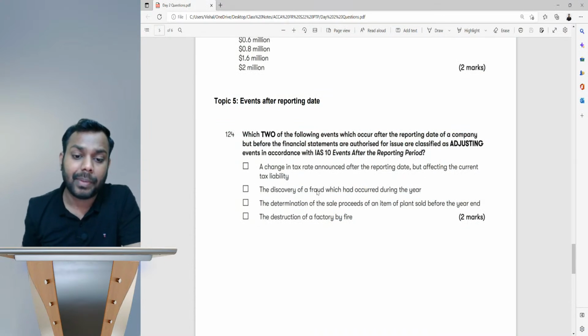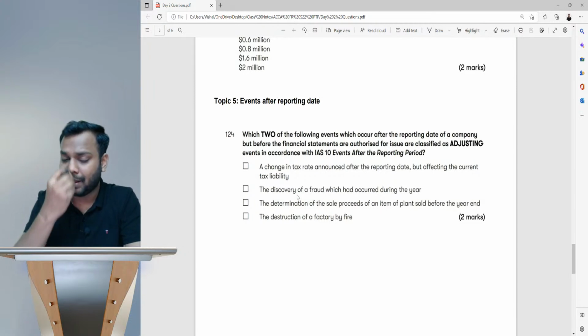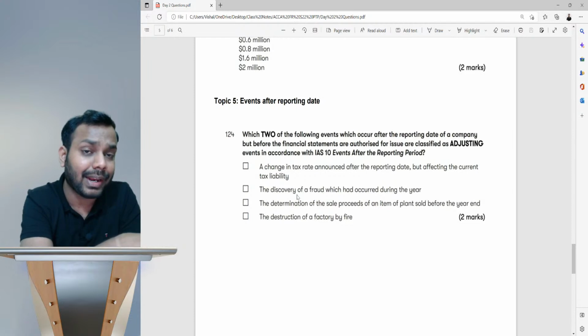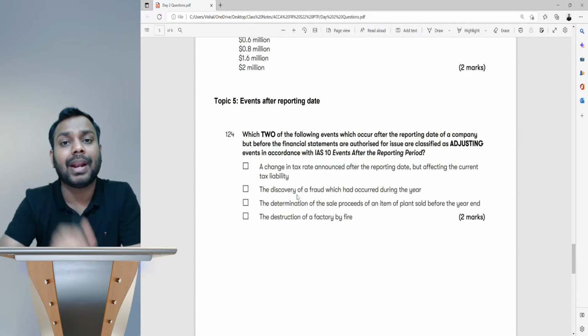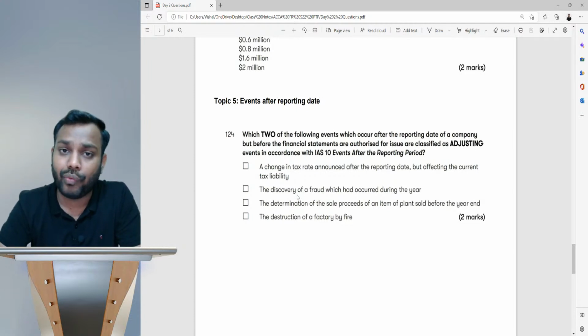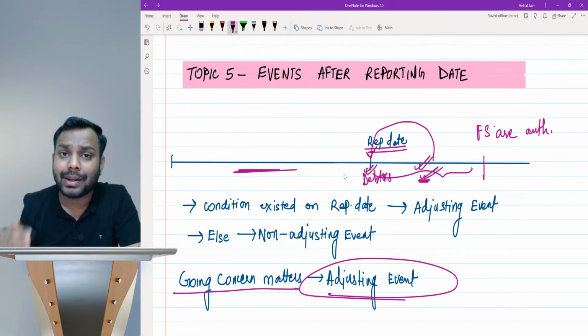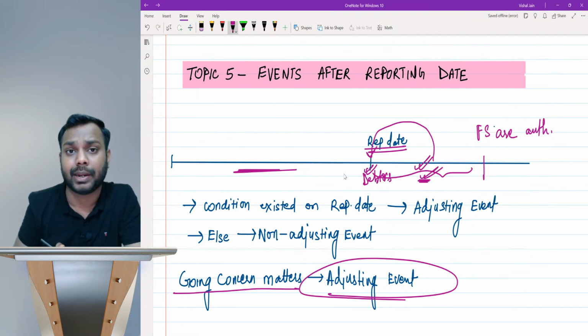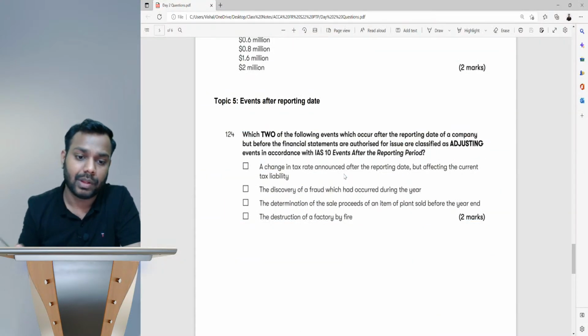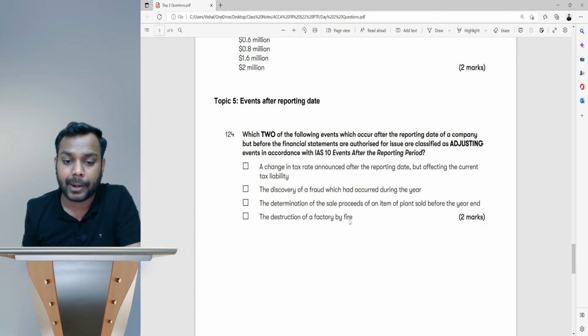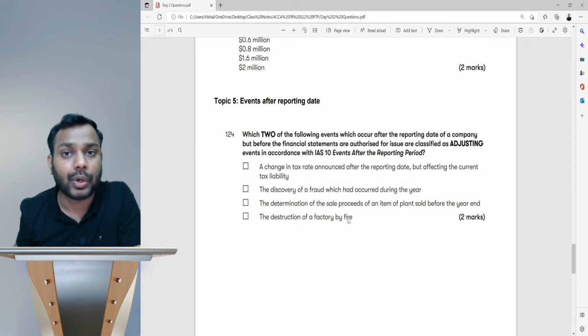Right? Now, the determination of the sale proceeds of an item of plant sold before the year end. So I have sold the plant before the year end, but I determined the sale price after the year end. Will it be an adjusting event? Yes, because the condition existed on the reporting date, as the sale had already happened before the reporting date. So it will be an adjusting event. The destruction of a factory by fire is not an adjusting event as long as it doesn't impact my going concern.